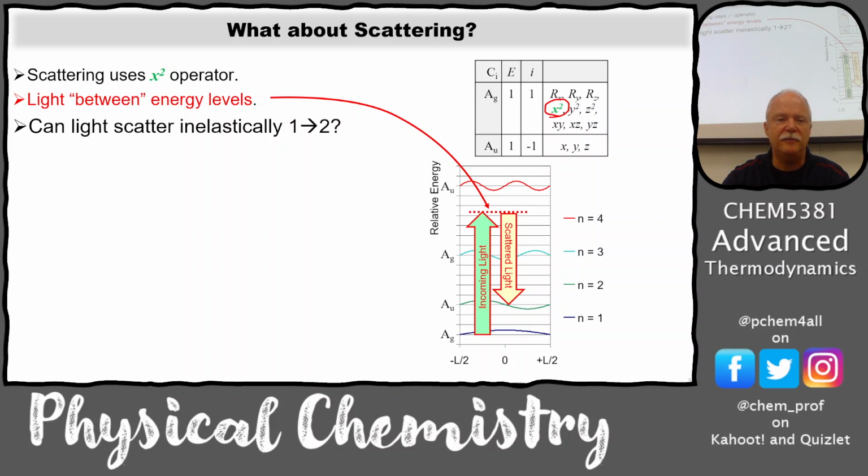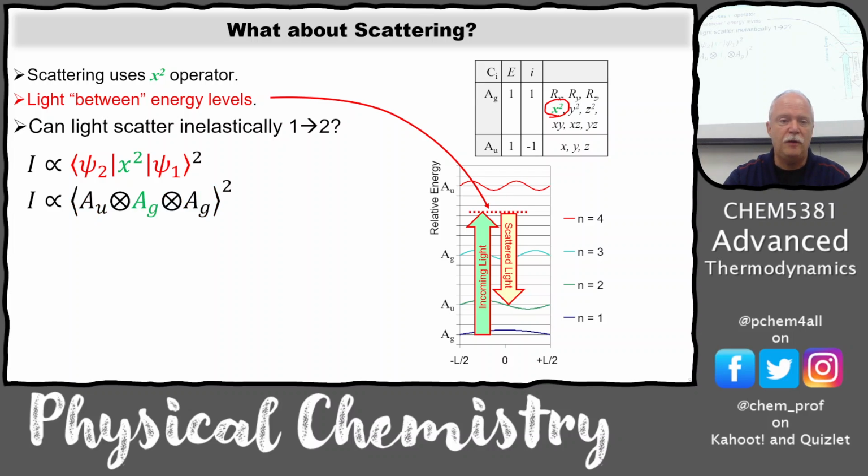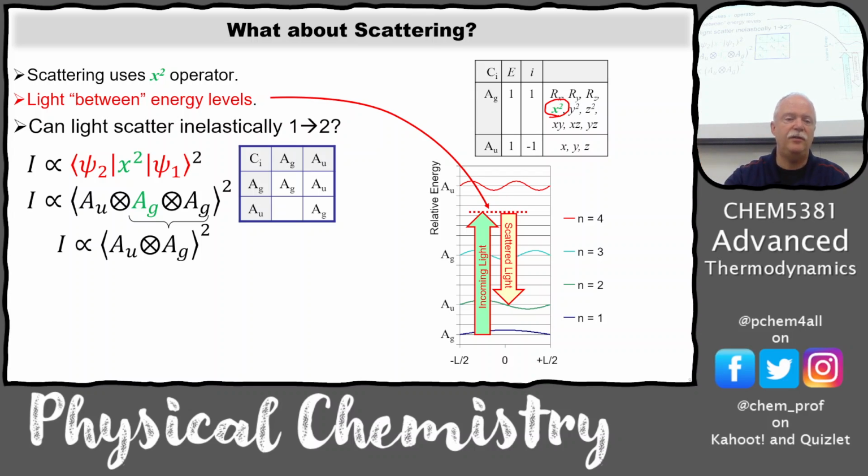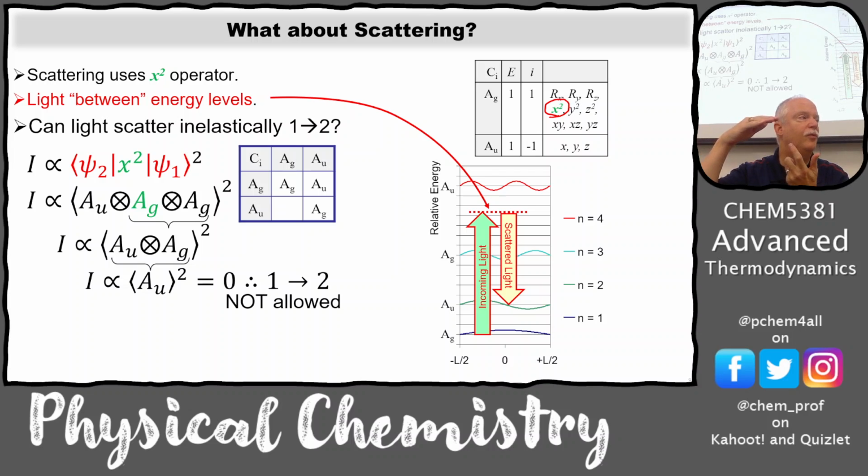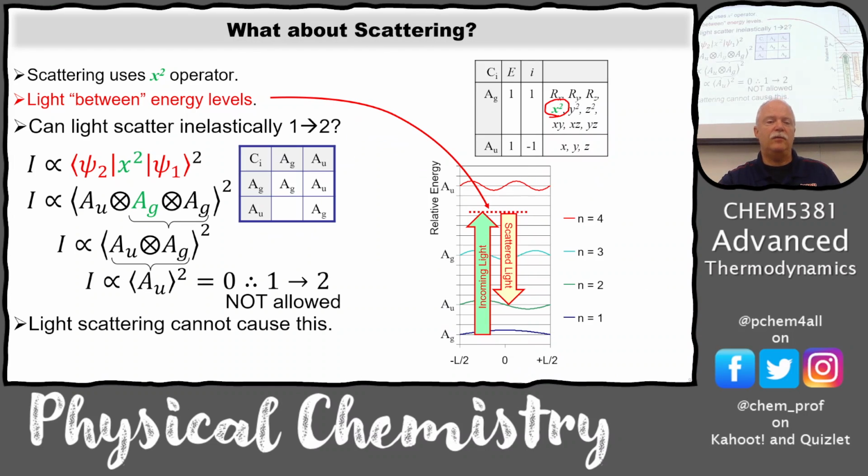This is called inelastic scattering. We have psi 1 as the initial state and psi 2 as the final state, so that's n and n prime. And x squared is this scattering interaction, two photons of light. So we set up the symmetries: AG, AG, and AU. We go to our direct product table. AG times AG is AG. So we bring the AU down, and then AU times AG is AU. Therefore, the scattering interaction cannot drop the molecule or bring the molecule up one level. It's not allowed by symmetry, so we call this forbidden by symmetry.